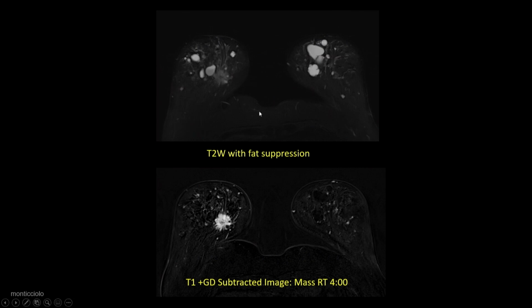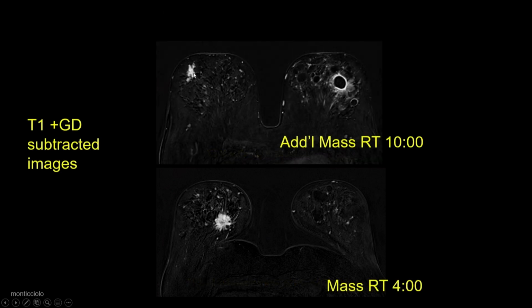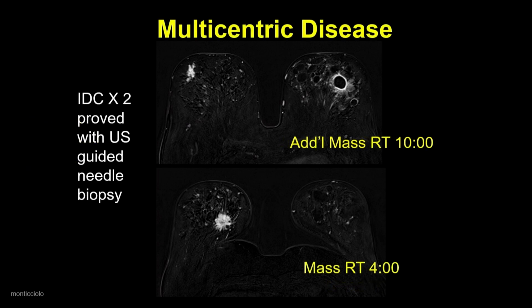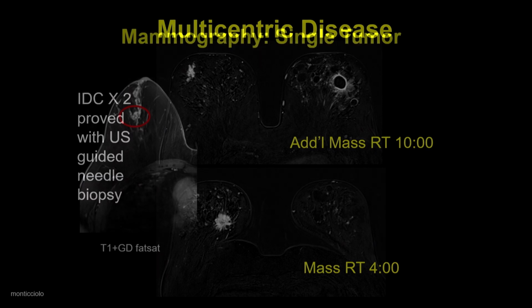Here's the tumor that we found on ultrasound. And this is the gadolinium enhanced with subtraction, showing the dominant tumor at right 4 o'clock. What was unsuspected was an additional tumor, which is presented as non-mass enhancement in the right 10 o'clock position. So this lady has multicentric disease, first discovered at MRI. And of course, we can go back with ultrasound and find this with targeted ultrasound. Maybe it would have been found with ultrasound screening, but really, the MR is what's showing this tumor to us.